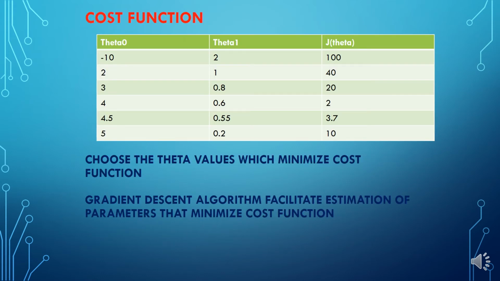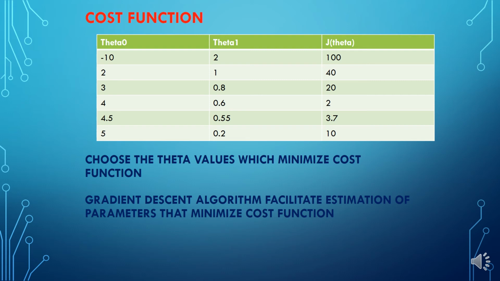So the cost function obtained for a particular given problem, maybe it is the marks obtained by the student and the hours of study, and we assume different theta naughts and different theta 1s, and compute the cost function J theta. So there are 6 rows, so 6 different sets of theta naught and theta 1 were assumed, and the cost was calculated. So for instance, when theta naught is 2 and theta 1 is 1, you get a cost of 40. When theta naught is 4 and theta 1 is 0.6, you get a cost of 2.